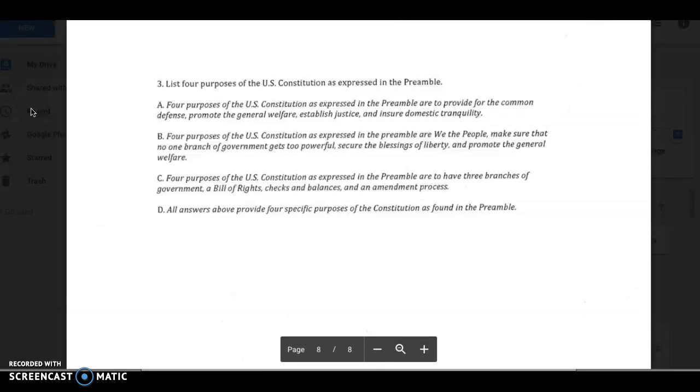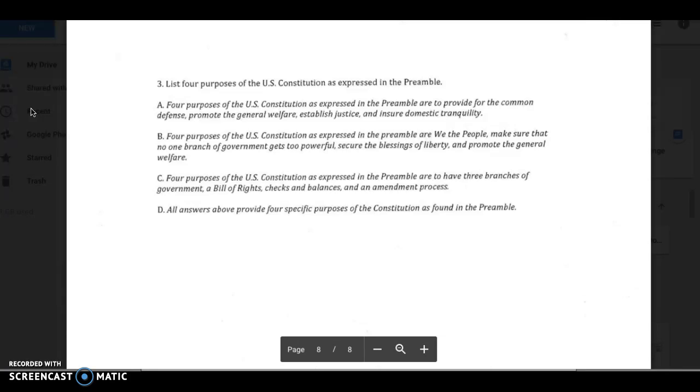Question 33. List 4 purposes of the U.S. Constitution as expressed in the preamble. A. 4 purposes of the U.S. Constitution as expressed in the preamble are to provide for the common defense, promote the general welfare, establish justice, and ensure domestic tranquility.